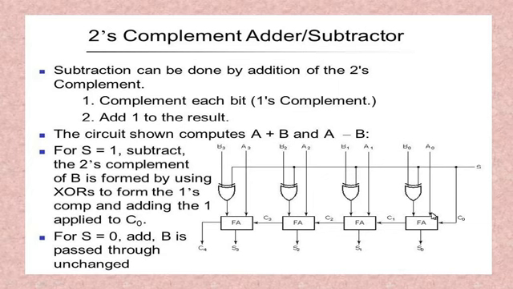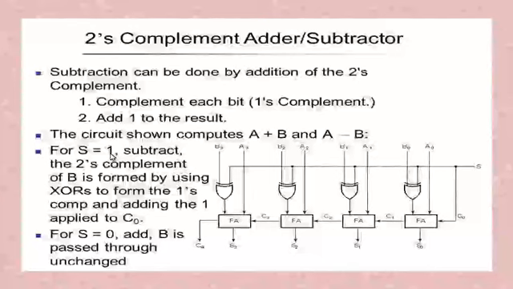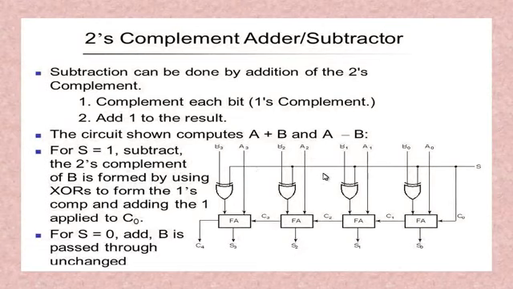Okay, and this means that in this circuit subtraction can be done by addition of 2's complement. Complement each bit, that is 1's complement, and add 1 to the result. The circuit shown computes A plus B and A minus B. Means this circuit performs addition and subtraction. So this circuit performs addition and subtraction. How does this circuit perform addition and subtraction?